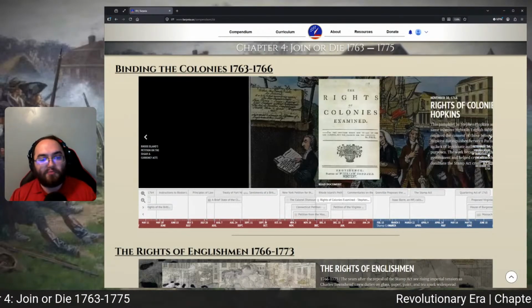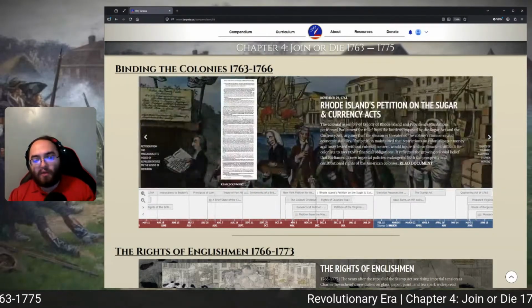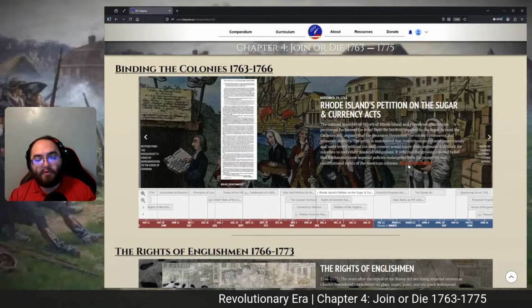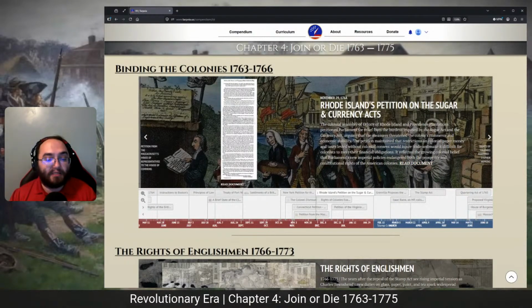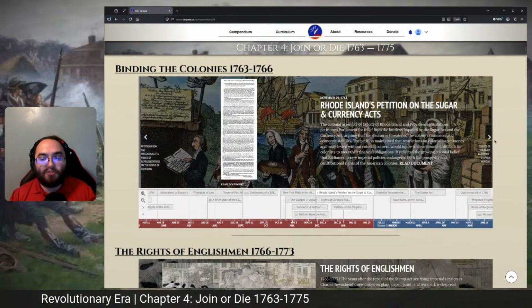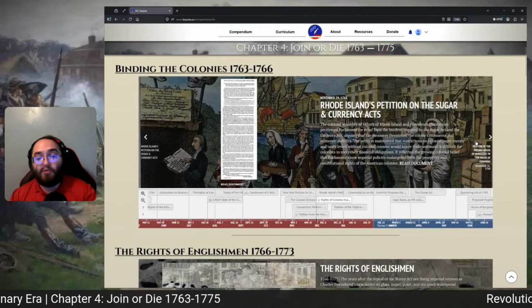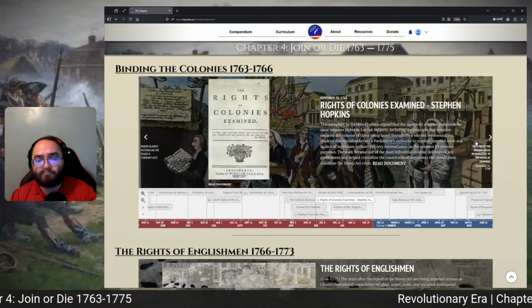And for each of these primary source documents, we have a Read Document button. You click on that, and it takes you to the full text of these petitions. So if you want to read them for yourself, you can on our website.